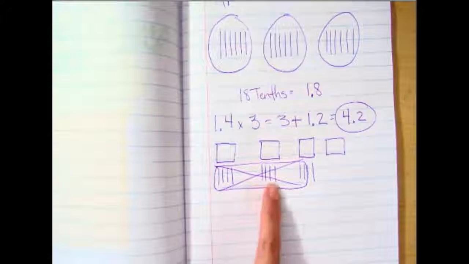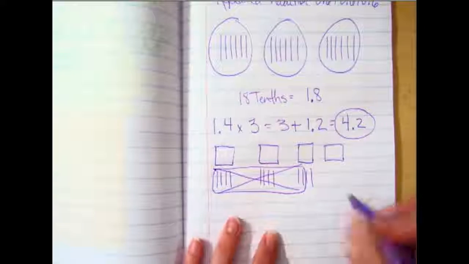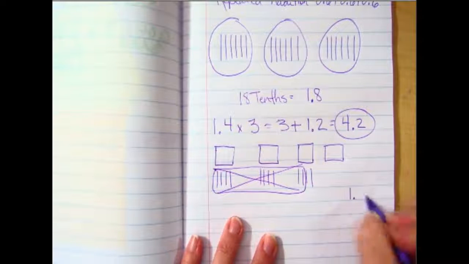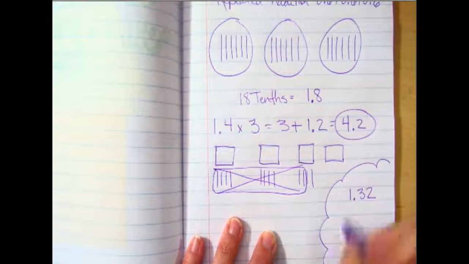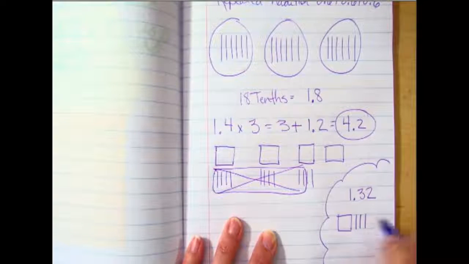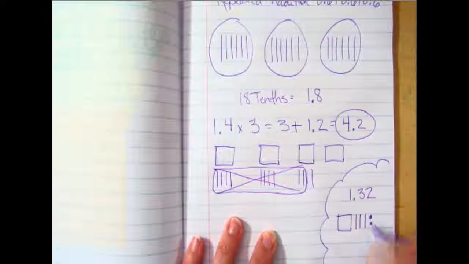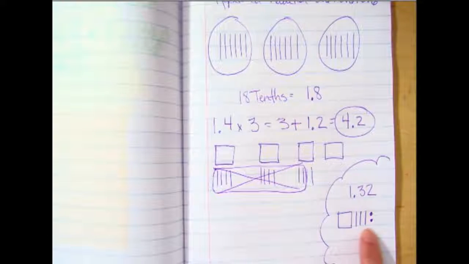Okay? So these are like your dimes. These are your dollars. And if I wanted to express something like this with a picture, it would be 1 and 3/10 and 2 hundredths. I don't use these as much because by the time we get out to that level, we're going to use a different strategy that's more efficient.